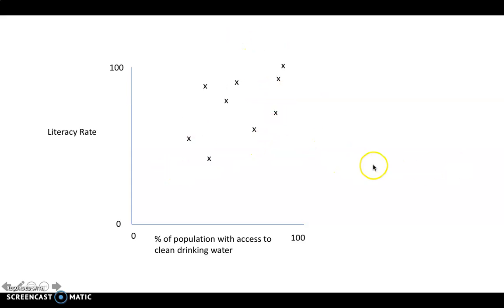You then plot on all the rest of your data and you'll start getting a spread of data, a scatter graph as such. To draw a line of best fit on this, you need to put the line where it's dividing between the number of different X's that you can see on there. Now here I've got 8, so my line is going to try and go between it to split it, so I've got 4 on each side. So my line of best fit would look like this. And what this tells me is that I've got a positive correlation. So there is definite link there between the percentage of population with access to clean drinking water and literacy rate.